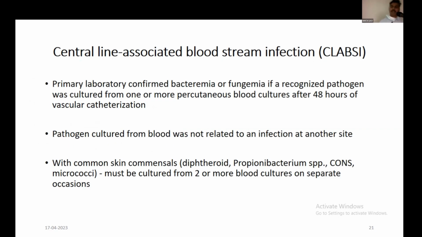Second is the CLABSI, which is central line associated bloodstream infection. It is defined as primary laboratory confirmed bacteremia or fungemia in a recognized pathogen, which was cultured from one or more percutaneous blood cultures after 48 hours of vascular catheterization. So the pathogen cultured from blood was not related to infection at another site. It is also included in the definition of CLABSI, with common skin commensals like diphtheroids, propionibacterium, coagulase negative staphylococci, and micrococci, which must be cultured from 2 or more blood cultures on separate occasions.